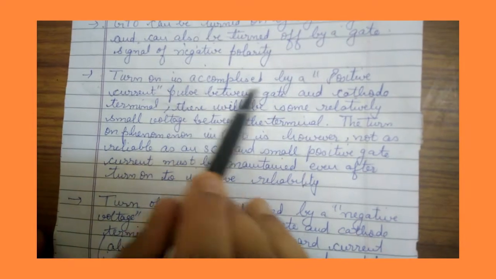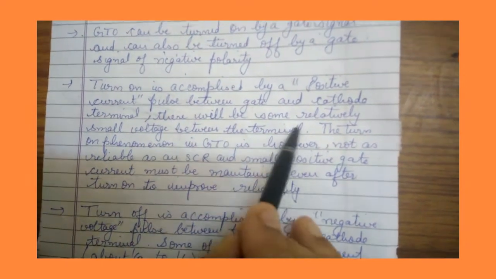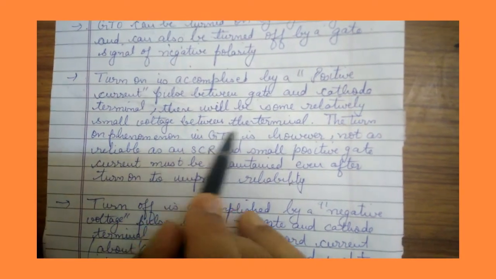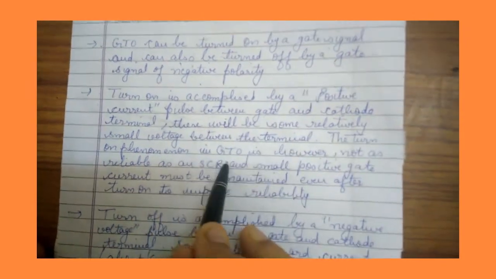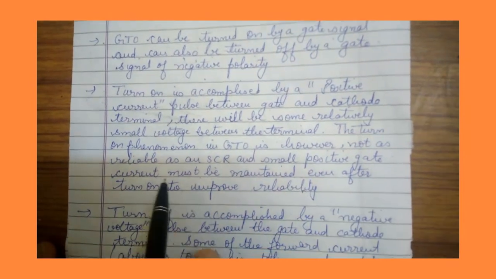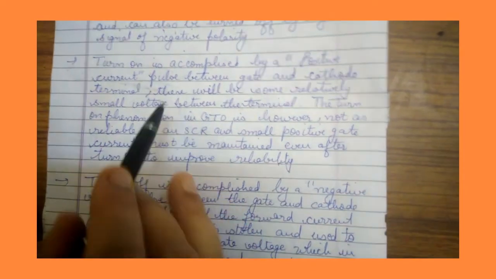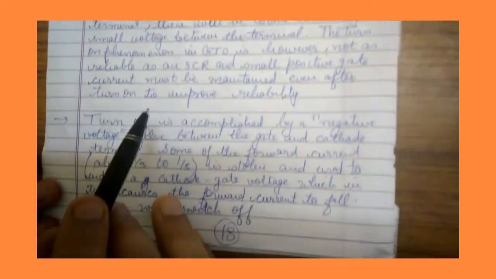Turn on is accomplished by a positive current pulse between the gate and cathode terminals. This requires a relatively small voltage between the terminals. The turn-on phenomenon in a GTO is, however, not as reliable as in an SCR, and a small positive gate current must be maintained even after turn-on to improve reliability. This is all about the turn-on process of the GTO.